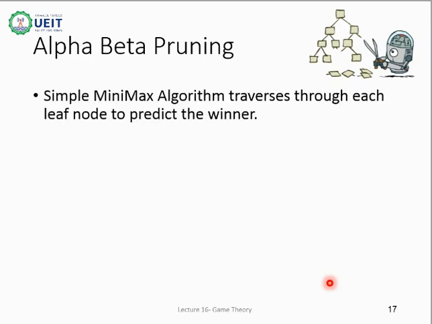Alpha-beta pruning is a variant of the Minimax algorithm. It is an updated and improved form of the Minimax algorithm. In alpha-beta pruning, we prune or cut off those branches that are useless, or in other words, that would never be played by the rational player.